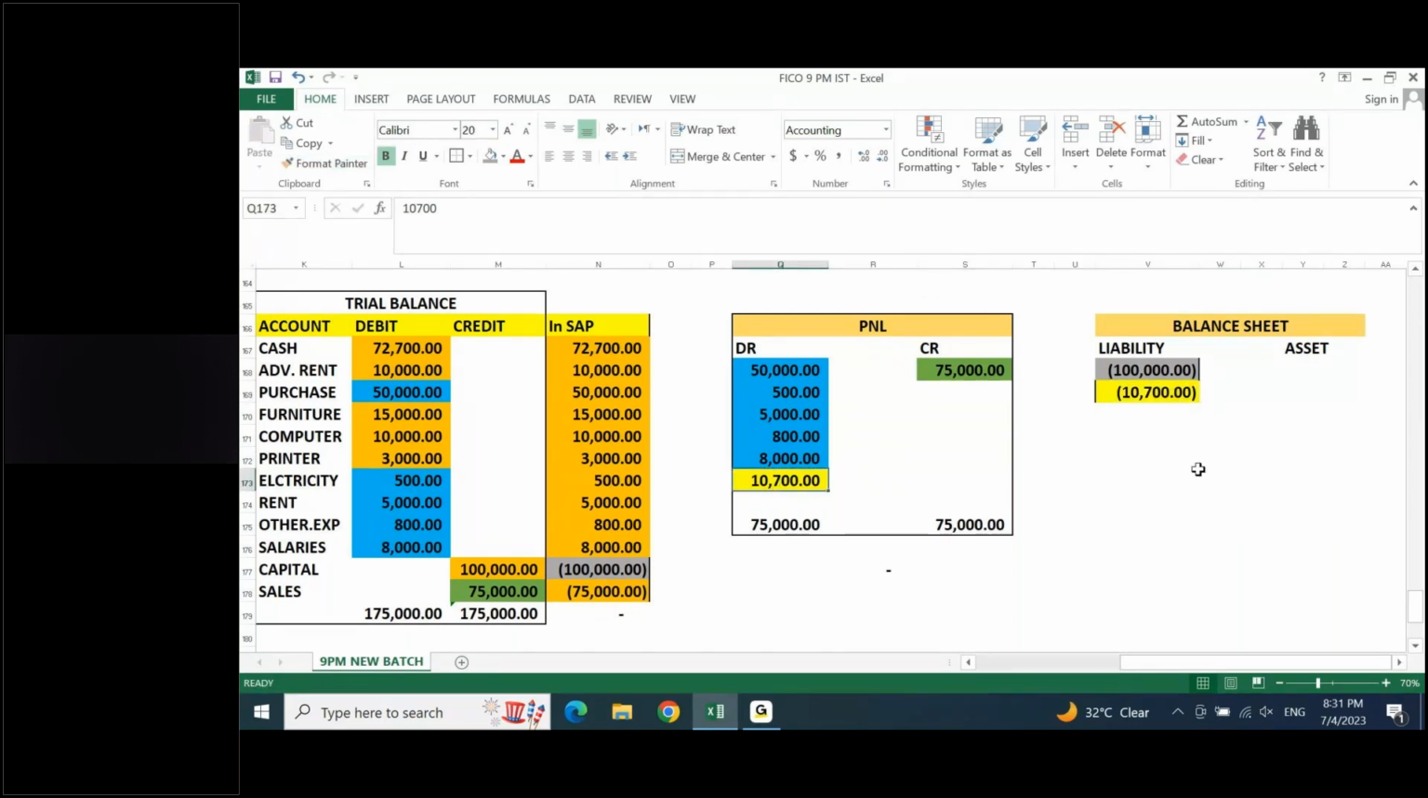Next one. On the asset side, what do we have? Whatever is highlighted in the other color will become your asset. Cash and then advance rent. These two you have. Furniture, computer, printer.